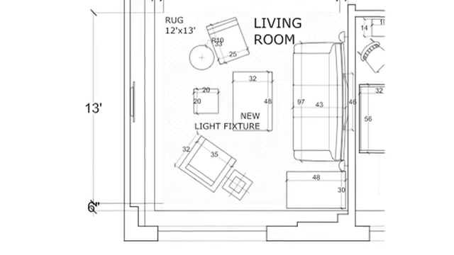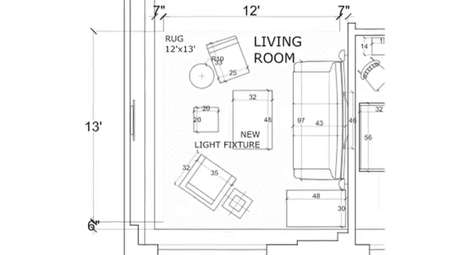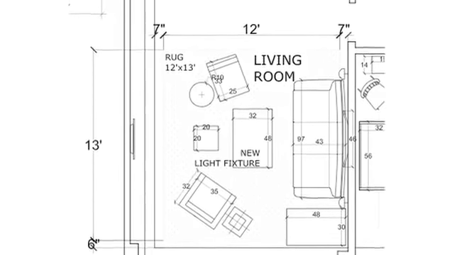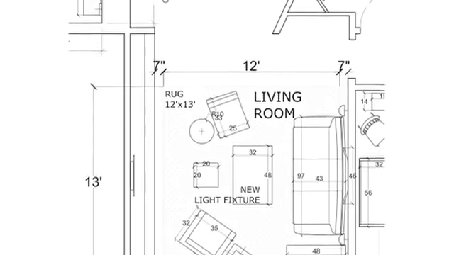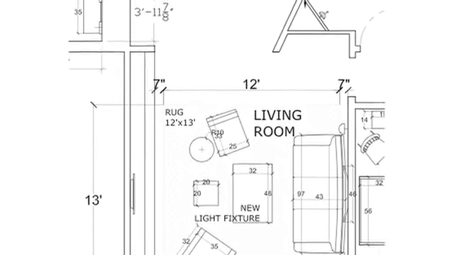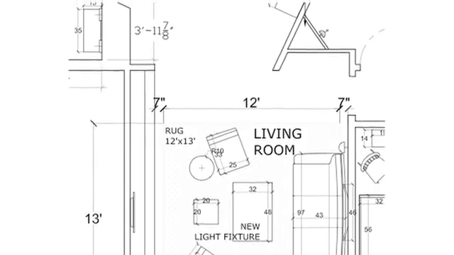The first thing you should think about is what function you want to have in your living room. Do you want to have a play space for your children? Do you want to watch TV? Are you going to be entertaining a lot with guests and so on? So those are the things that you should consider. Also, if you want to have a workspace in your living room and so on.